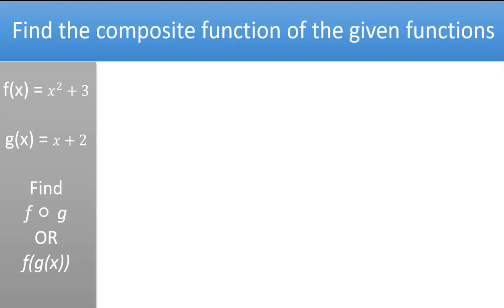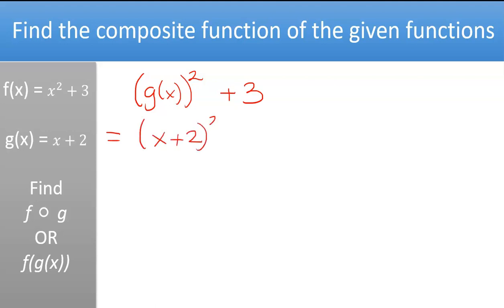Okay, let's find a composite function of the given functions. This time we have f of x is equal to x squared plus 3, and g of x is equal to x plus 2. It asks us to find f of g. So I will start with the f function, and they want us to throw in the g function. So therefore, I have the g function squared plus 3. What is the g function? The g function is x plus 2 squared, and then plus the 3 that is still there from the f of x function.